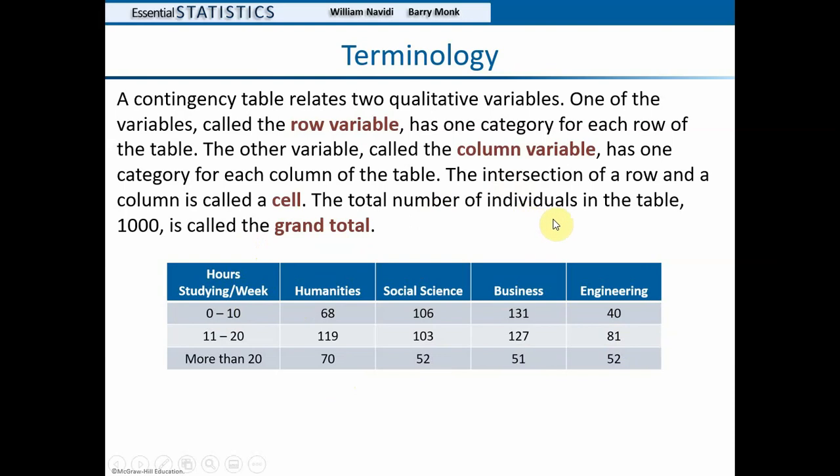The total number of individuals in the table, 1,000, is called the grand total. We usually put that down here in this corner. We sum along the rows. We put our sum here, here, and here. Then we sum along the columns. If we add up all of those column sums, we get the total. These row sums will also be that very same total. In fact, that's a check.